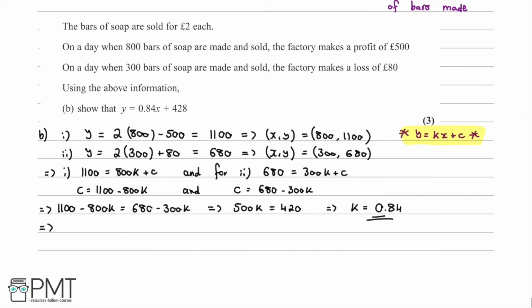And what we can then do is take our equation for c. So we take this equation here, and then we have that c is equal to 1100 minus 800 lots of k, and we've just worked out what k is. So we substitute that in and have 0.84, and then putting that into our calculator, this comes out as 428, and that is equal to c. So then what we can do is go back to our original equation, y is equal to kx plus c, and we substitute our values for k and c in, and we have that y is equal to 0.84x plus 428, and this is what the question asked for, so as required.